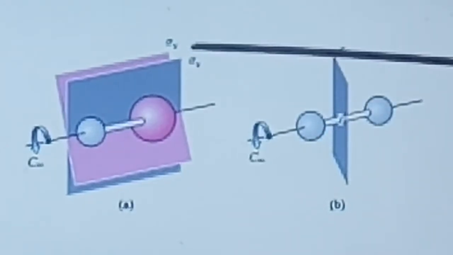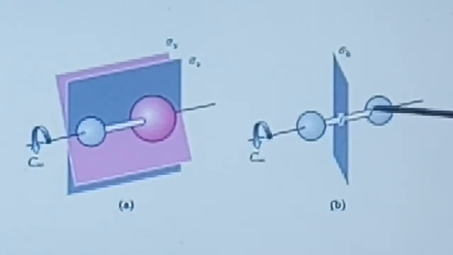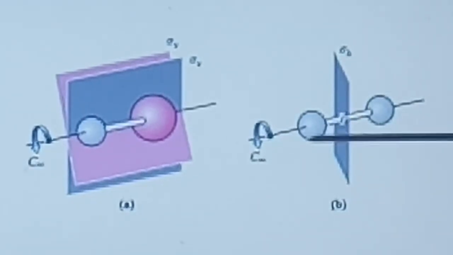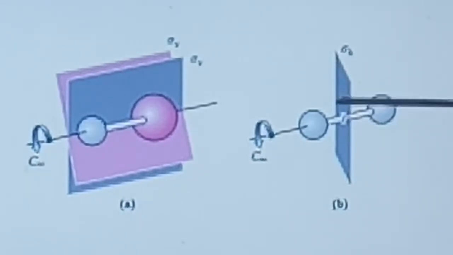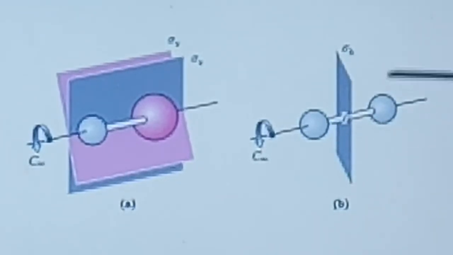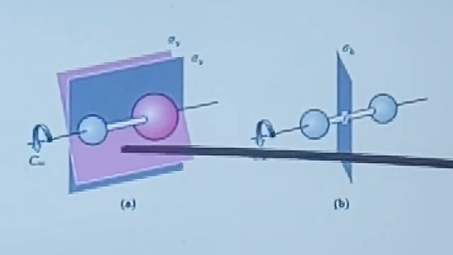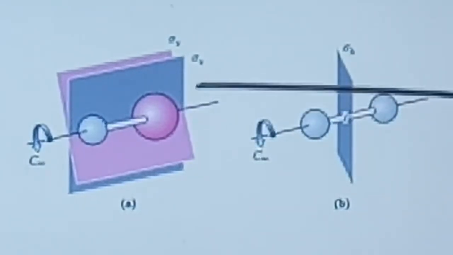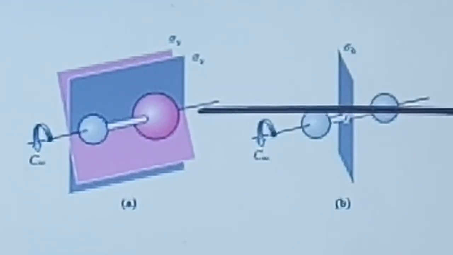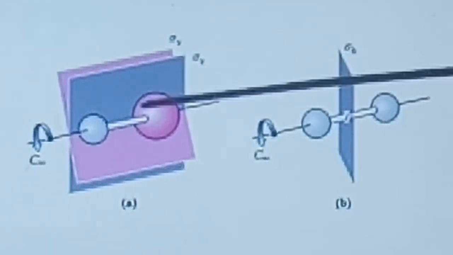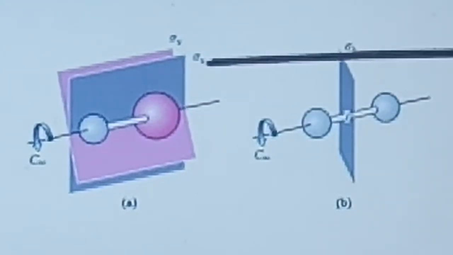Now the plane passing through this: this is the principal axis, and the plane perpendicular to this axis is sigma h. So in the homonuclear diatomic molecule, sigma h will be there. In the heteronuclear diatomic molecules, there will be the sigma v plane. The plane passing through the C infinity and also through these two atoms is the sigma v.